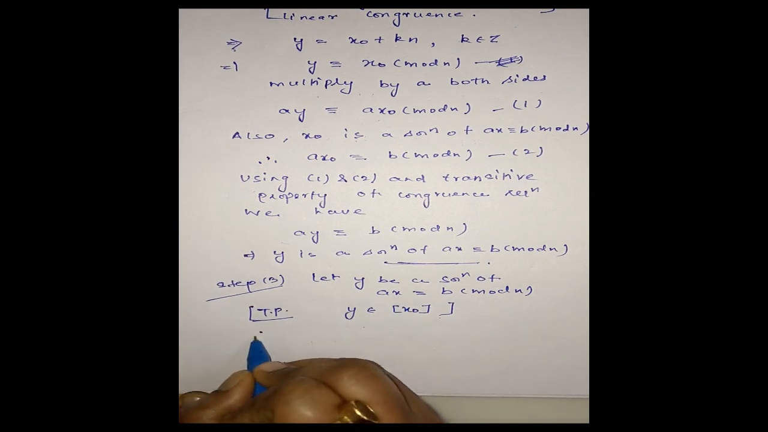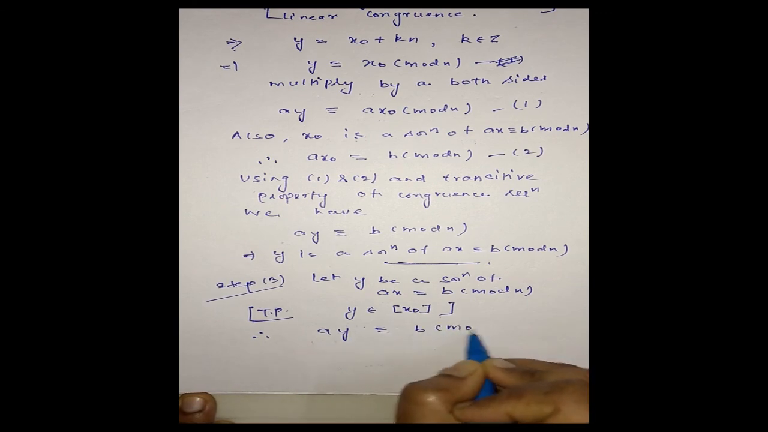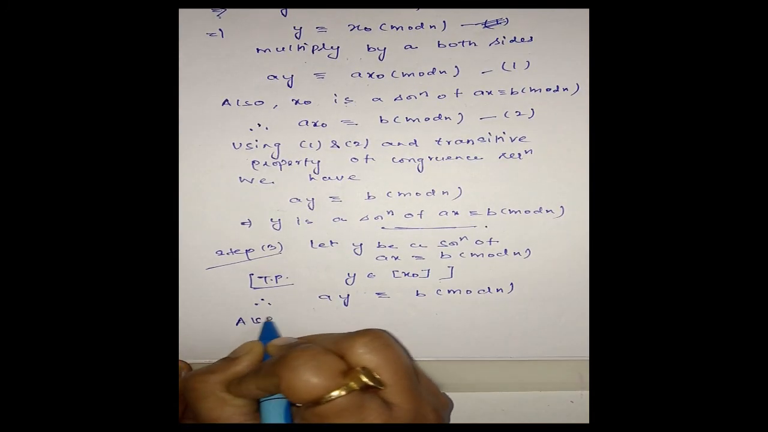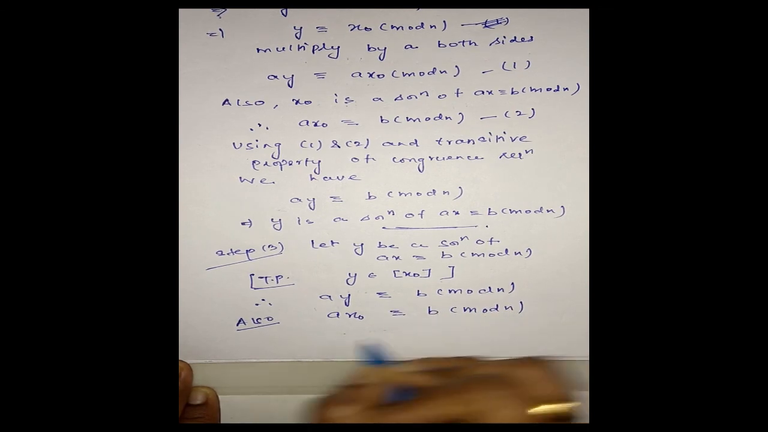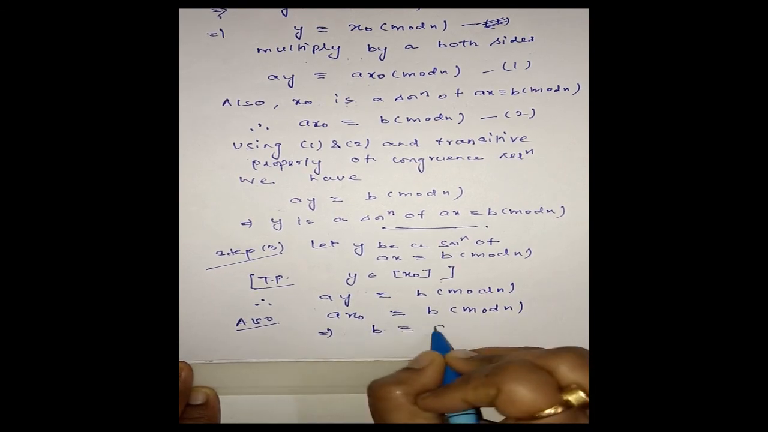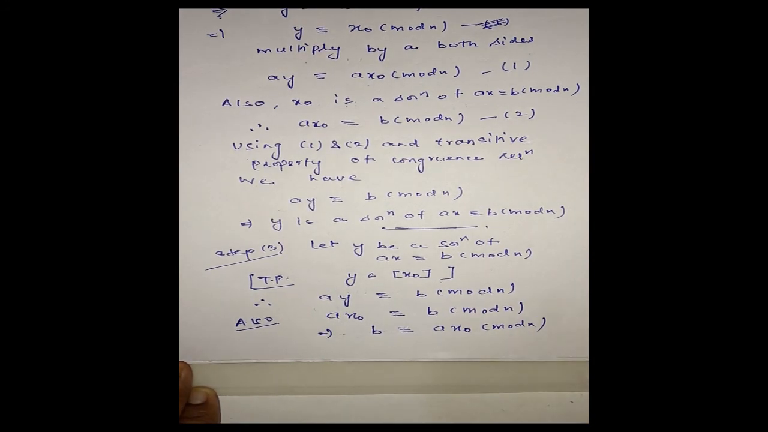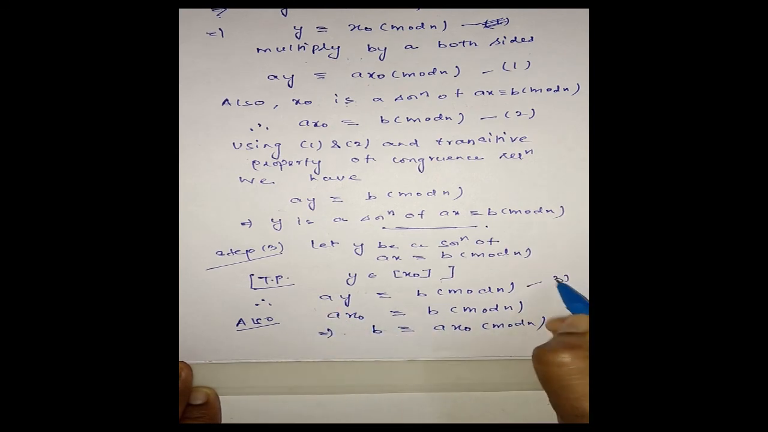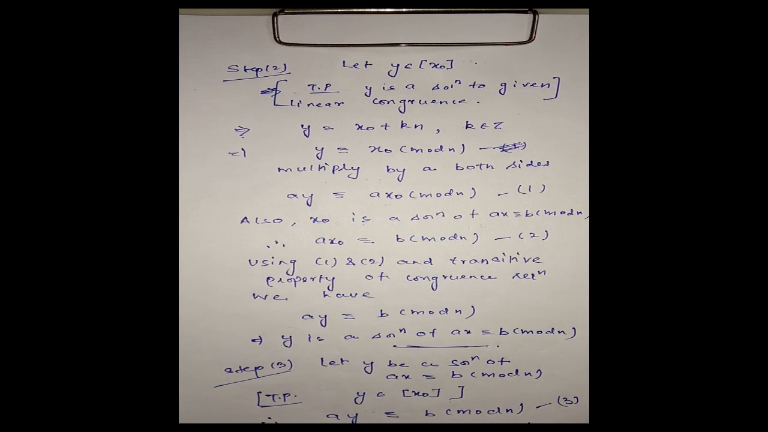Now, y is a solution. Therefore, we have ay is congruent to b modulo n. Also, since x naught is a solution, we have ax naught is congruent to b modulo n. And from this, using the symmetric property of the congruence relation, we have b is congruent to ax naught modulo n. Mark this as 3 and mark this as 4. Now using 3 and 4.